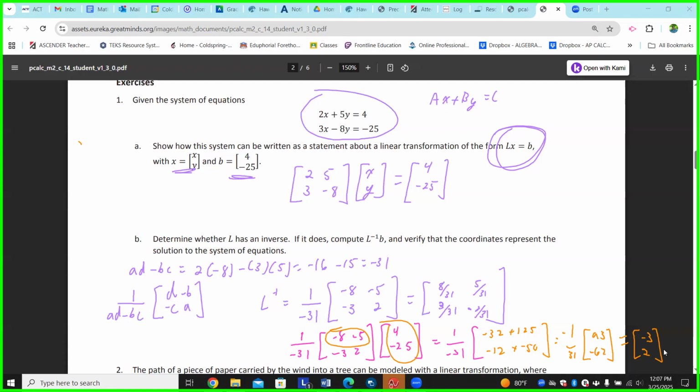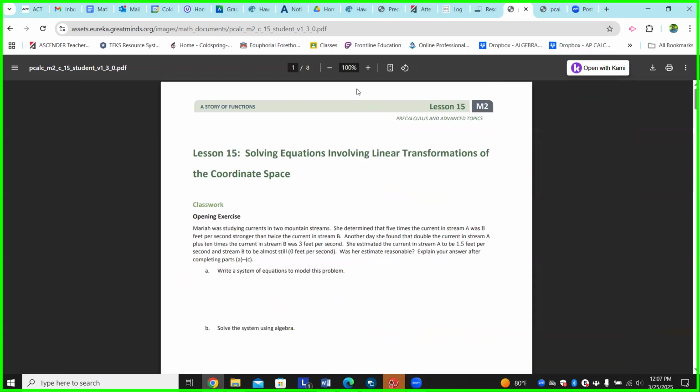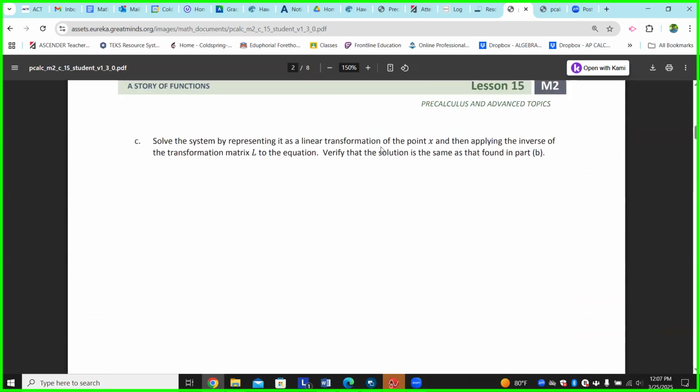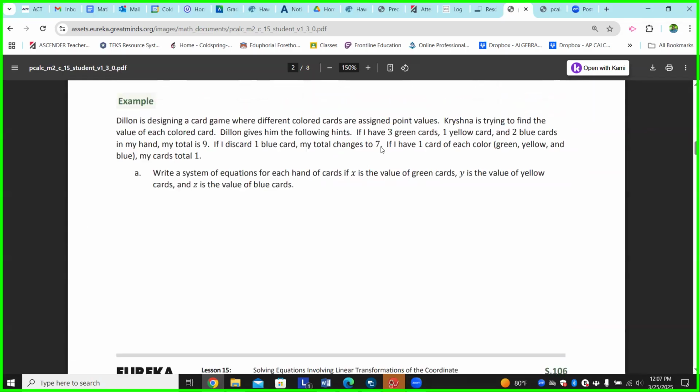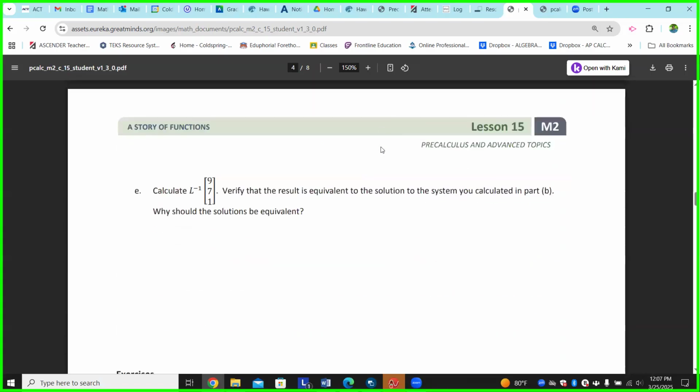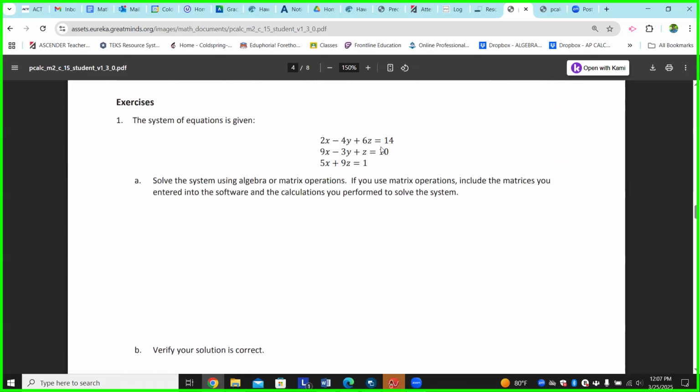All right, so y'all can do all of these steps in different parts of a test. All righty. Let's move on to lesson 15 then. In lesson 15, I want to look at exercise 1 again. Where's my exercise? It is right there.